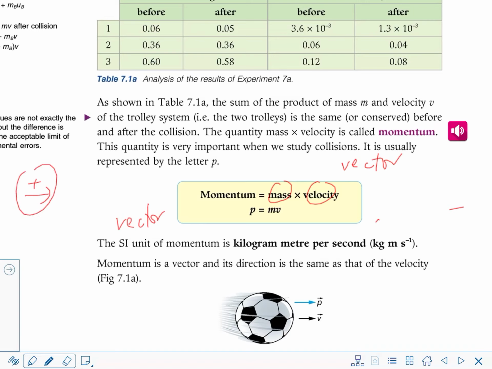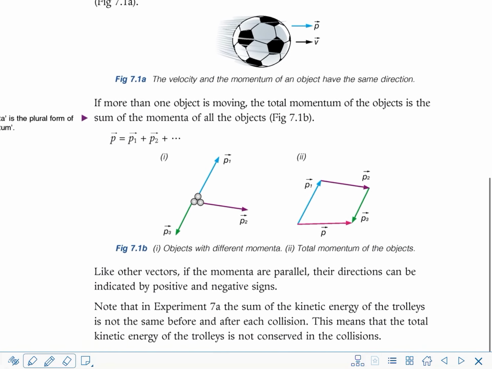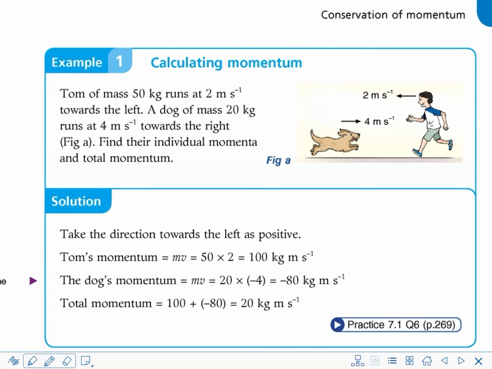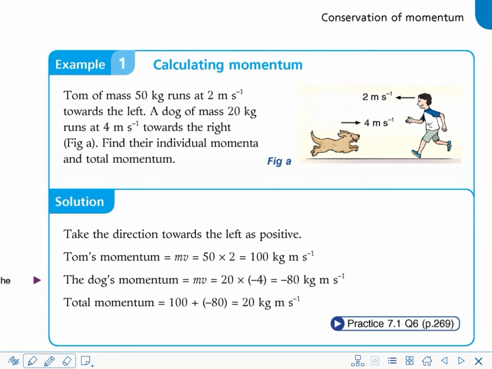If we take right as positive, then the momentum will be positive, to the right-hand side. If the momentum is negative, that means the velocity would be to the left. So we have to think about the direction, very important. Otherwise, for the substitution, you may get a wrong answer.